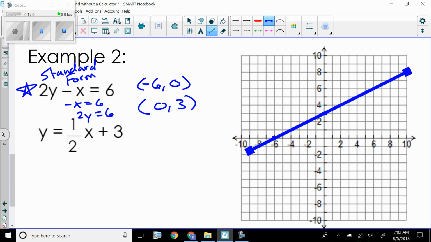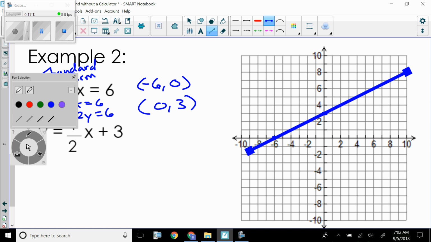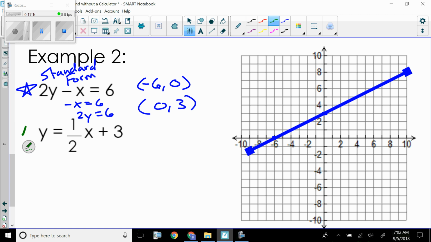Draw my line. Again, I'm using the tool because I need it to be perfectly straight. This one's going to have to be perfectly straight. Next, I'm going to do my next equation here. Again, if you feel confident, you should pause the video and try it on your own.